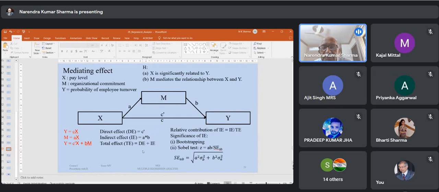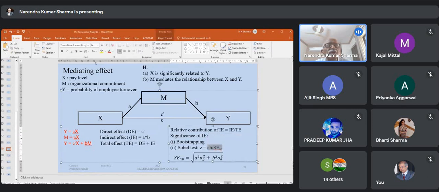Then we should also test the significance of the indirect effect. What is the significance of the indirect effect? For that we can do bootstrapping, or there is a test called the Sobel test. These are the ways to compute it. You can do it easily by hand, but in the software I'll indicate what kind of results you get. So the Sobel test is obtained by computing this particular value, ab upon SEab, where SE is the standard error, and this ratio will produce a Z statistic.